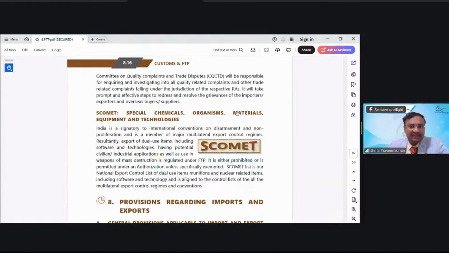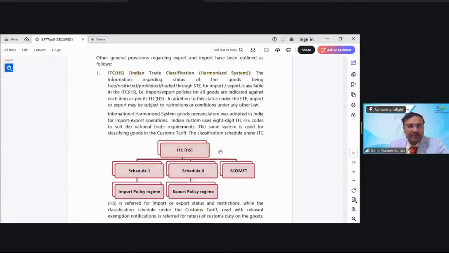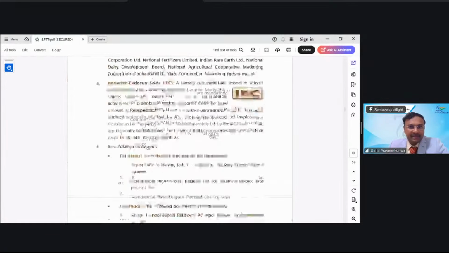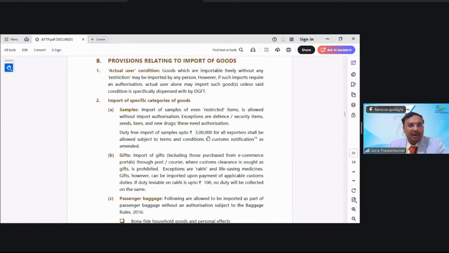Export hubs, I have explained. SCOMET, I have explained. Imports and exports, this one table, this also I have explained. IEC I have explained. Provisions with respect to import and export of goods, expect a 4 marks theory question from this particular chapter. Where actual user condition, now these are basic definitions which we need to understand.